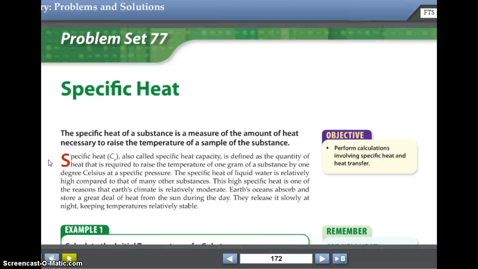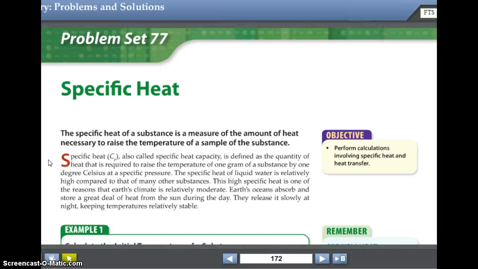The specific heat of liquid water is relatively high compared to that of many other substances. This high specific heat is one of the reasons that the Earth's climate is relatively moderate. Earth's oceans absorb and store a great deal of heat from the sun during the day. They release it slowly at night, keeping temperatures relatively stable. That's why if you go to other places at the same latitude as Minnesota, so if you go over to Europe at the same latitude, approximately 45 degrees north, you will find that some of them have much warmer climates. For example, in Great Britain or England, because they're surrounded by the ocean.